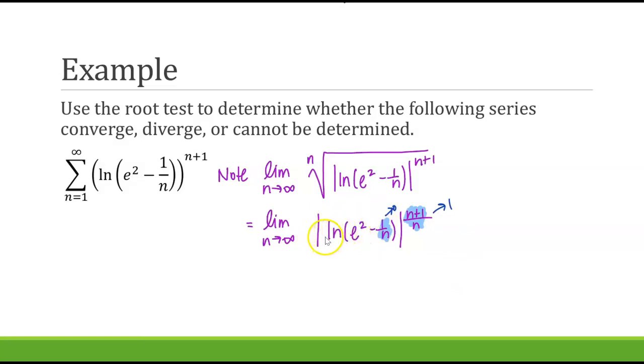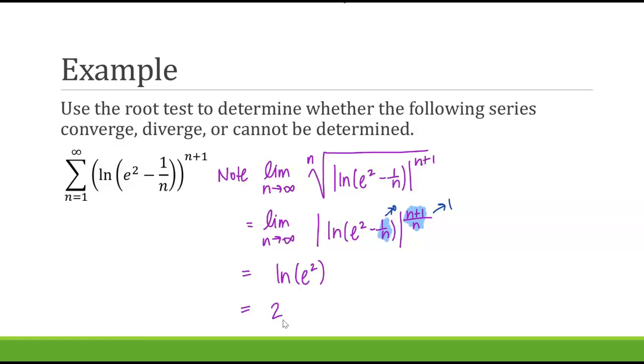And so what do we have left here? All we're going to have left is natural log of e squared, and then just to the first power, which is natural log of e squared. So evaluating this limit gives us the natural log of e squared. This part went to 0, this part went to just 1. And the absolute value bars are no longer needed because natural log of e squared is a positive value. In fact, we can simplify this further to just 2 because natural log and e are inverses. When composed like this, we can cancel these out and just get that 2.